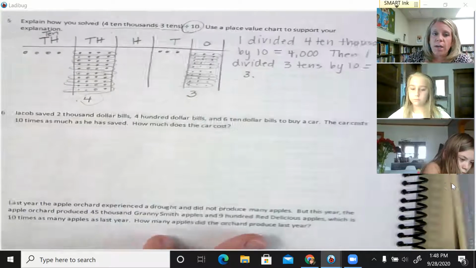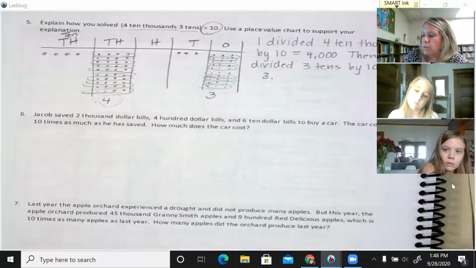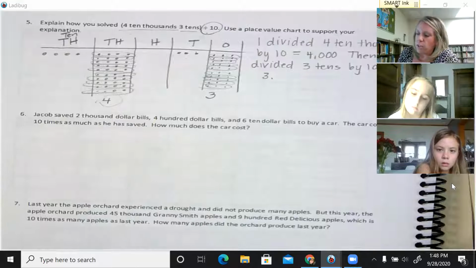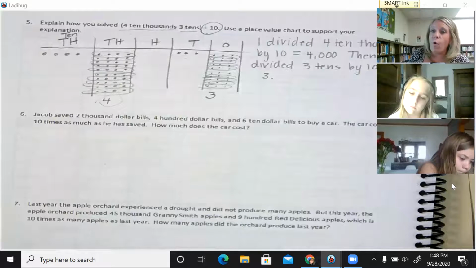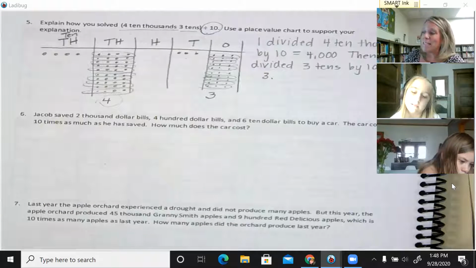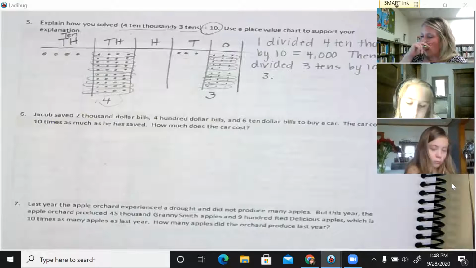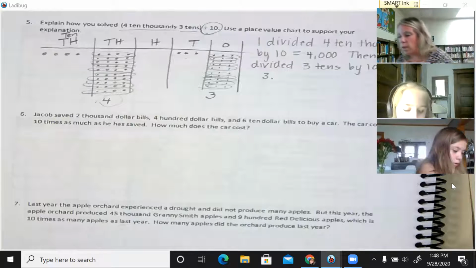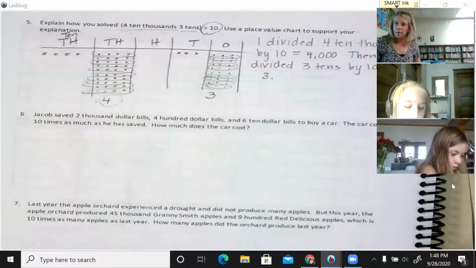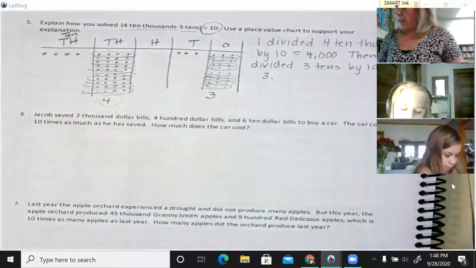So number 6 says Jacob saved a $2,000 bill, 4 $100 bills and 6 $10 bills to buy a car. I wish that said Mrs. Shevchik saved. The car costs 10 times as much as he has saved. How much does the car cost? Okay, so let's break this down. I'm going to underline what's important, and I hope you do the same.